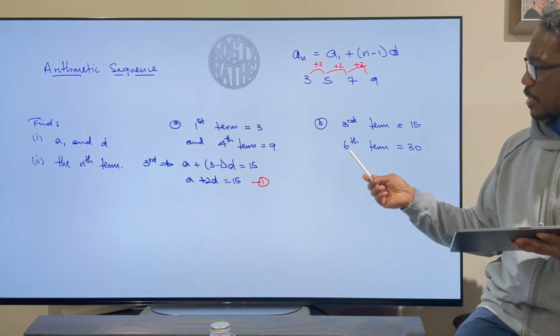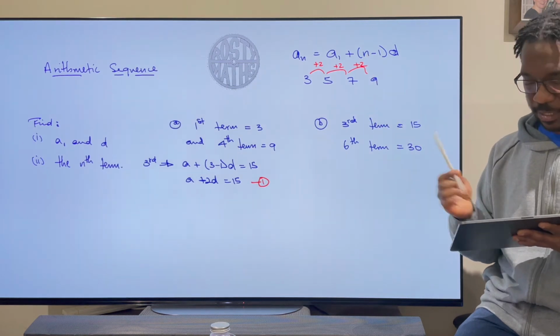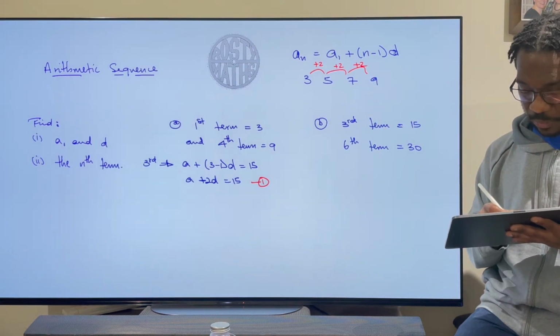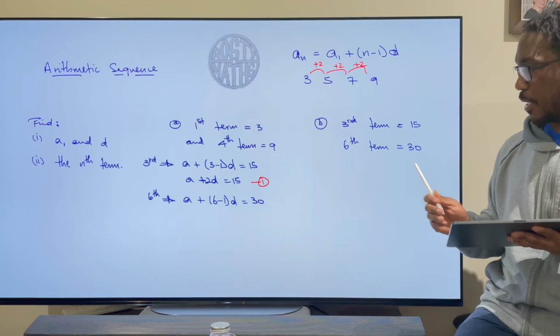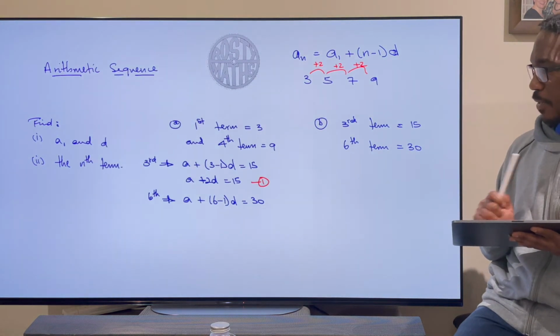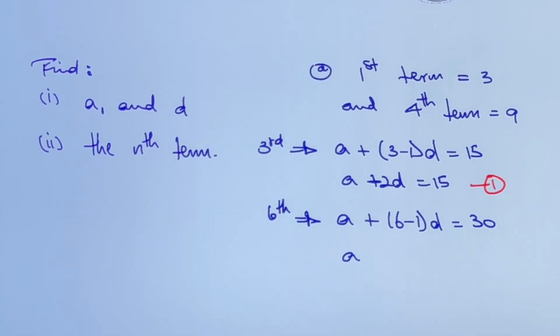Now let's do the sixth term. So if it's the sixth term, then n is going to be 6 in this case. So let's say sixth there is going to be equal to a plus 6 take away 1 times d, equal to 30 this time, because the sixth term is 30. Let's simplify again. And so I'm going to have a plus 5d is equal to 30. And I'm going to call this equation 2.